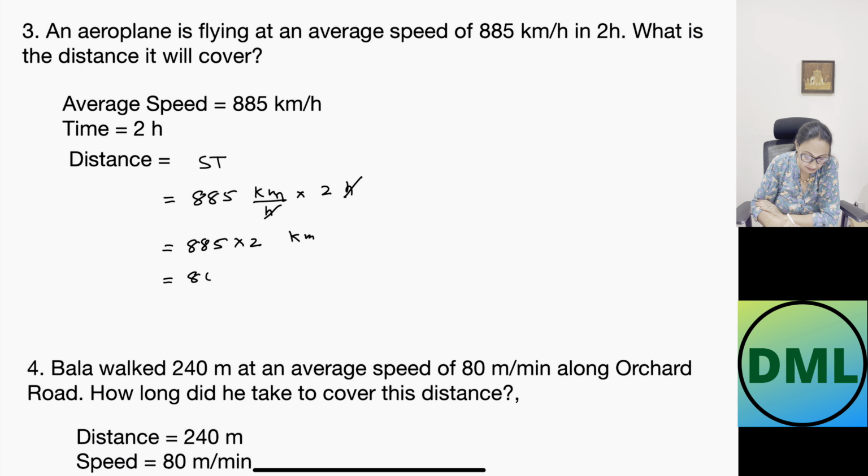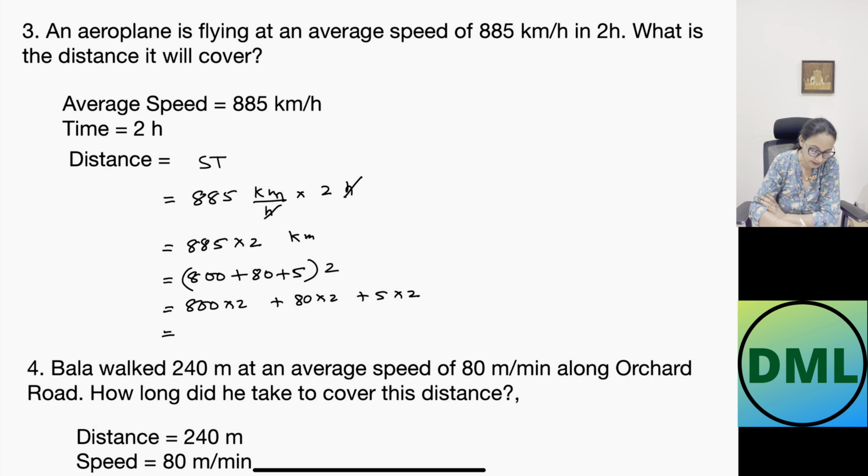Let's split this number as 800 plus 80 plus 5, and this is multiplied by 2, which will be written as 800 multiplied by 2 plus 80 multiplied by 2 plus 5 multiplied by 2. 8 times 2 is 16 with double zeros here. 8 times 2 is 16 with one 0. 5 times 2 is 10. Let's write down the answer here. This will be 1600, plus 160, plus 10. I have to add it.